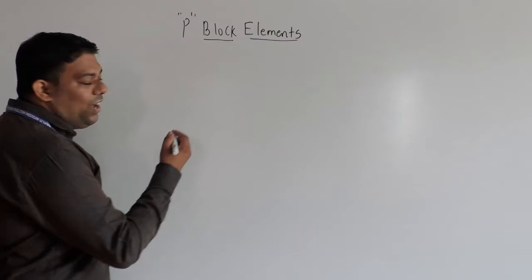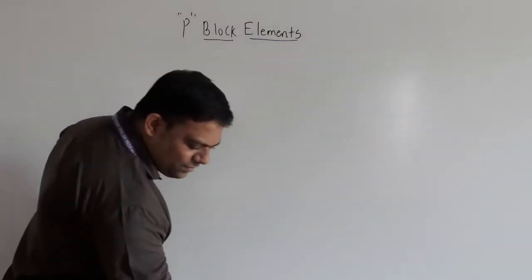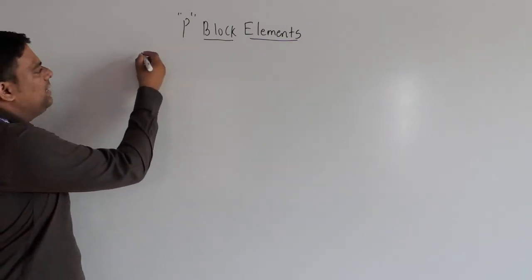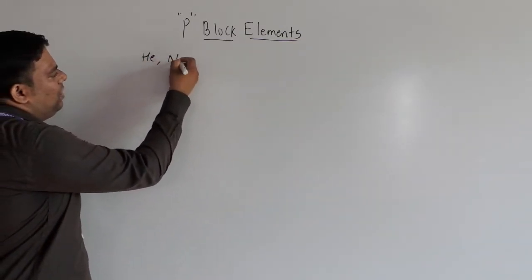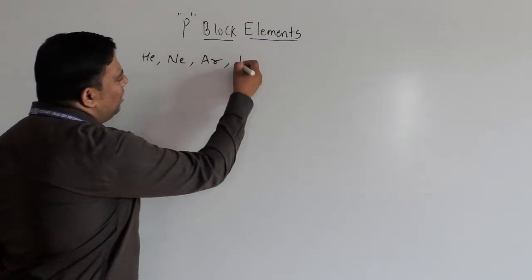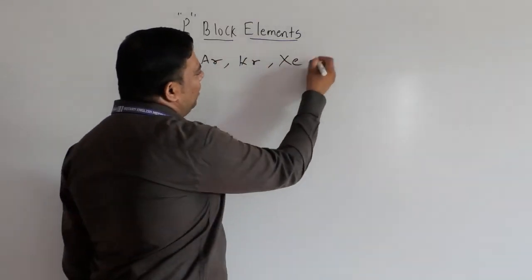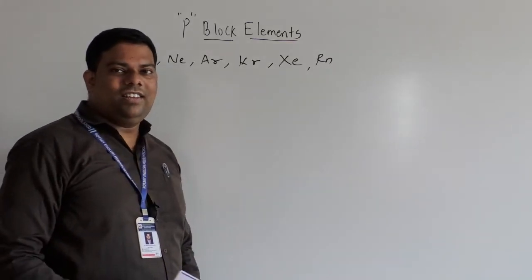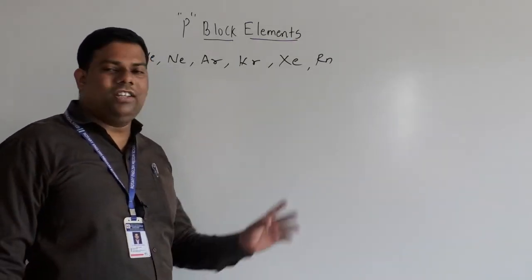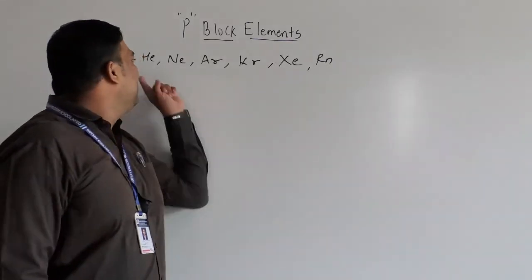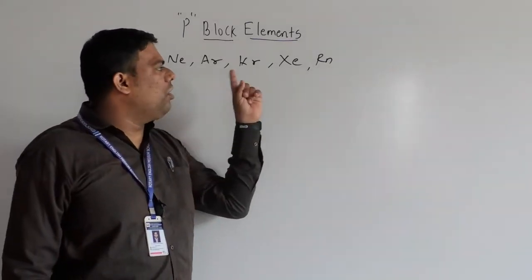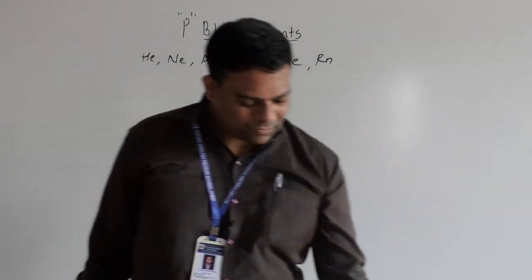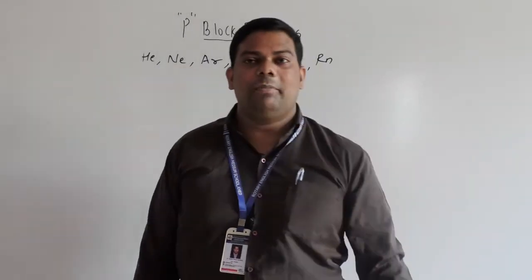As you know, which elements are there in this group? The mnemonic for group 18 elements is like this: Helium, Neon, Argon, Krypton, Xenon, and Radon.